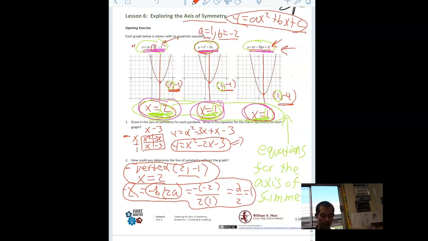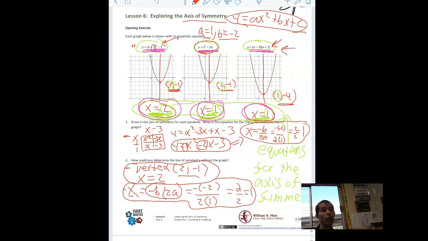Well, I'm going to use that negative b over 2a. So if I did x equals negative b over 2a, what am I going to get? B here is negative 2 and the a is 1. So I'm going to throw those values into that equation and I'm going to get the negative of negative 2, divided by 2 times 1. That's equal to 2 over 2, which is equal to 1. Finally, I get the exact same equation as I got before from the graph. X equals 1.